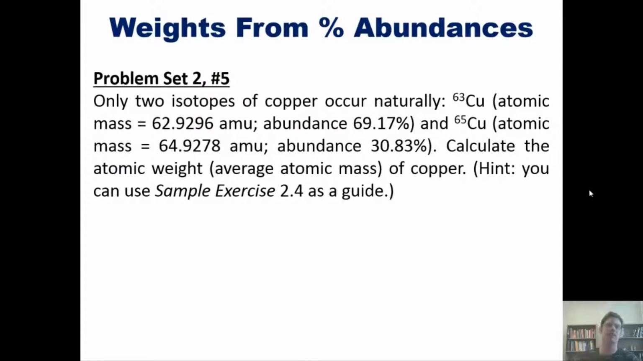This one says, only two isotopes of copper occur naturally, this kind and this kind, with these relative percentages. I want you to calculate the atomic weight, which is the average atomic mass of copper.